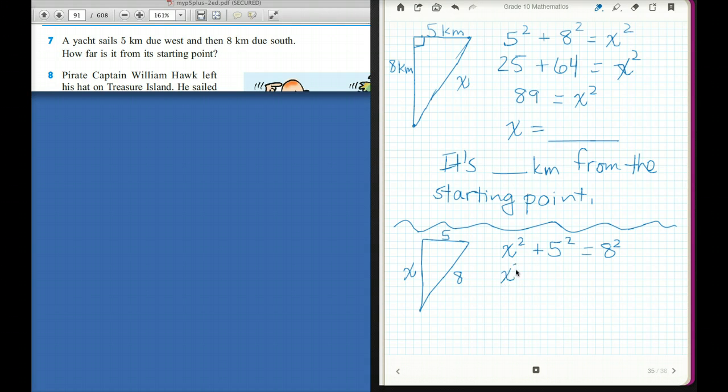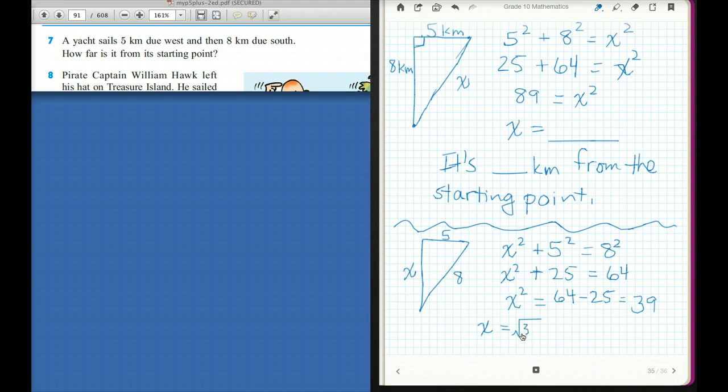Remember the shorter side, the legs of the triangle always get added together on one side. But when I simplify it, I'm going to need to isolate the x all by itself. So if I do 25 here and 64 here, then I'm going to get x squared equals 64 minus 25 to get the x squared by itself. 64 minus 5 would be 59, and then minus another 20 is 39. So x squared is equal to 39. That means x is going to be equal to the square root of 39.